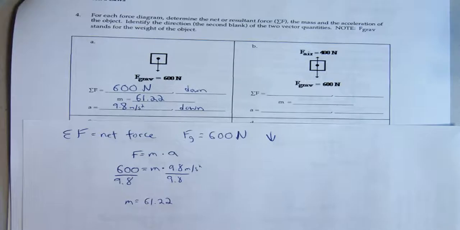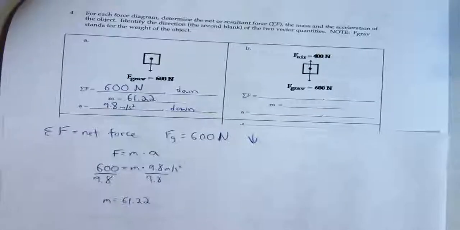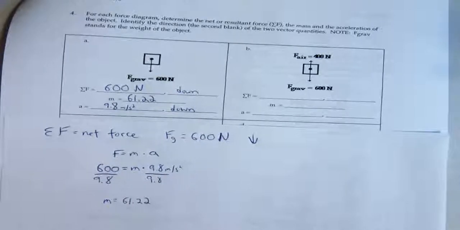So let's do B. Let's do B. Let me get my calculator. It just fell on the ground. It's actually my phone. Yeah.